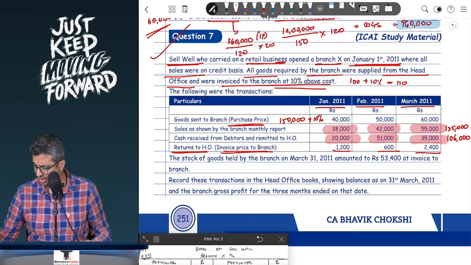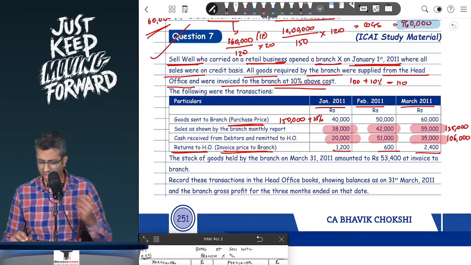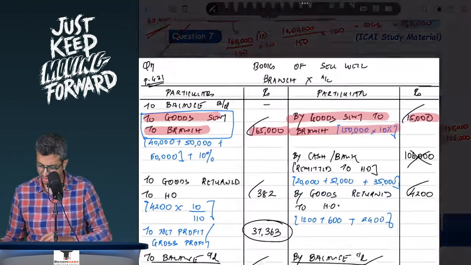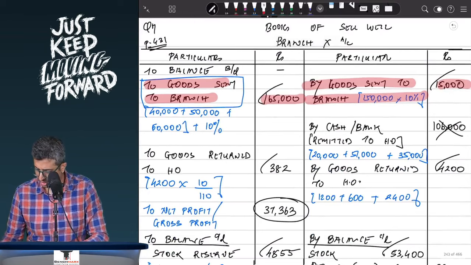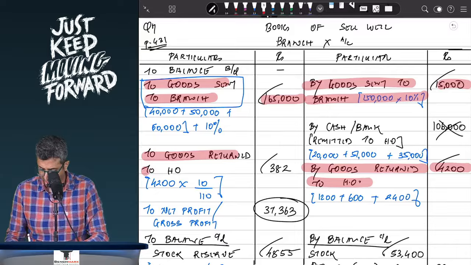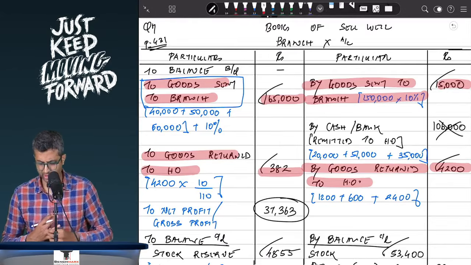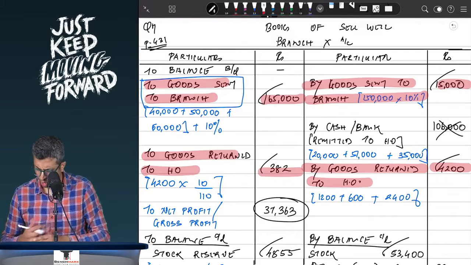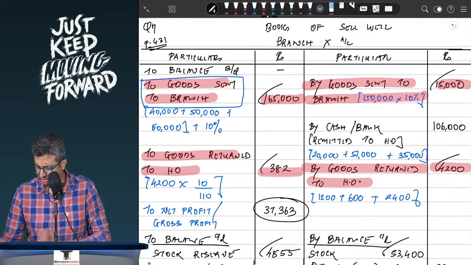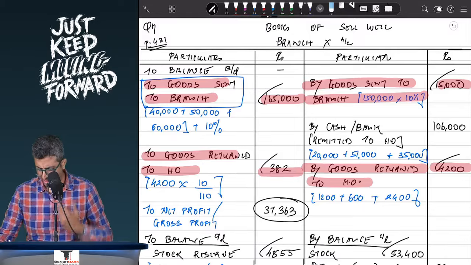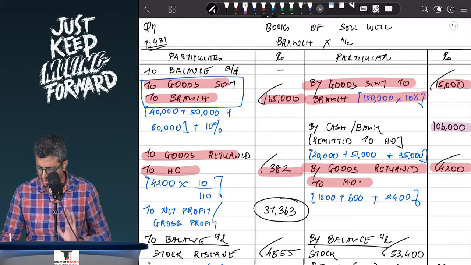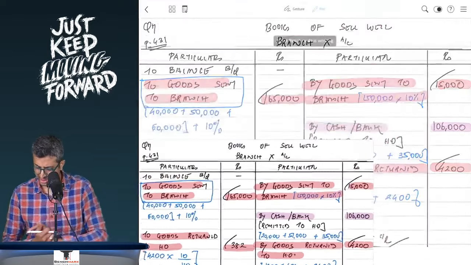So divide by 110 into 10, maybe 382 will be the loading on this, which is reversed. So over here you will credit 4,200. Same way you will credit 382 of the loading, which needs to be reversed. Okay, over here you'll have cash and bank 1,06,000. In the debtors method, you will take only the cash which is collected, which is 1,06,000.